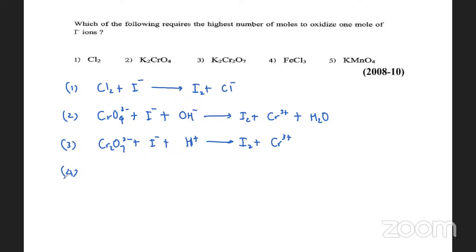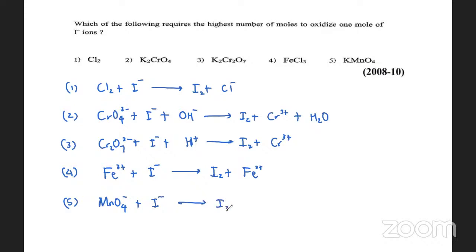And when you say FeCl3, forget about Cl minus. It's ion, Fe3 plus. Fe3 plus will react with I minus, and it will produce I2 and Fe2 plus. And fifth one, permanganate. That should not be a problem for you, but still I'll give you the reaction. I minus and the product I2 and manganese 2 plus. Reaction should happen in acidic medium and the other product will be water.